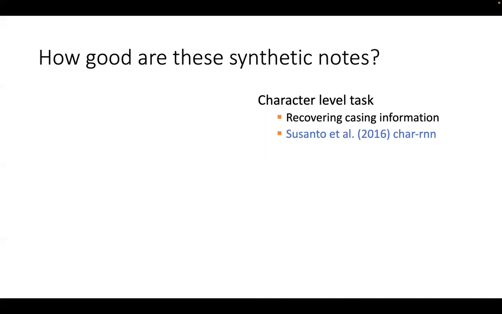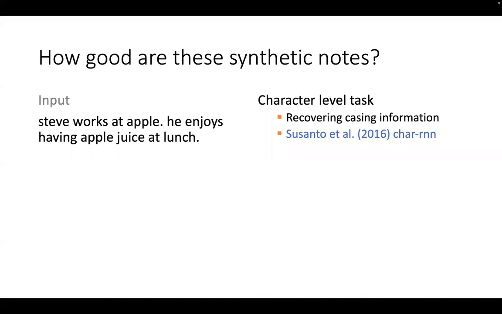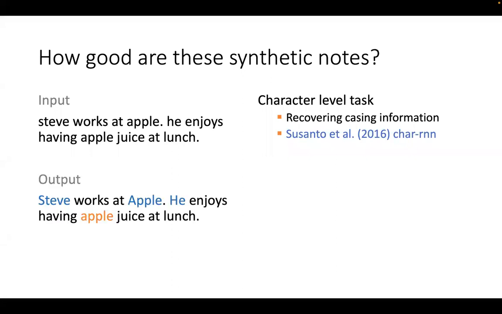So what we do is we look into a case information recovering task, meaning the input is all lowercase, and the model is trained to output uppercase, such as something like this. So if you notice the word Steve, since it is the first word of the sentence, S has to be capitalized. Apple here is not the fruit, but the company. So A also has to be capitalized.